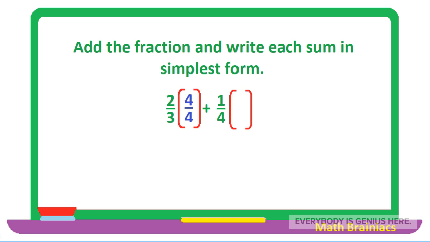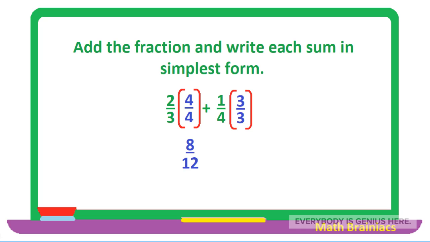We are going to multiply the numerator and the denominator of the first fraction by the number in the denominator of the second fraction. Can you see it? 2/3 will be multiplied by 4/4. 2 times 4 will give us 8, and 3 times 4 will give us 12. Therefore, our answer is 8/12.